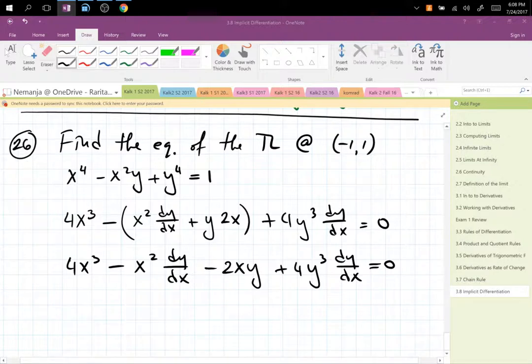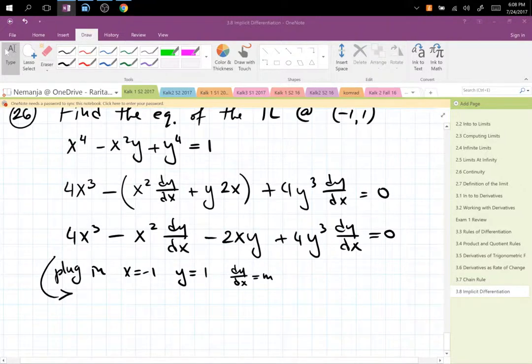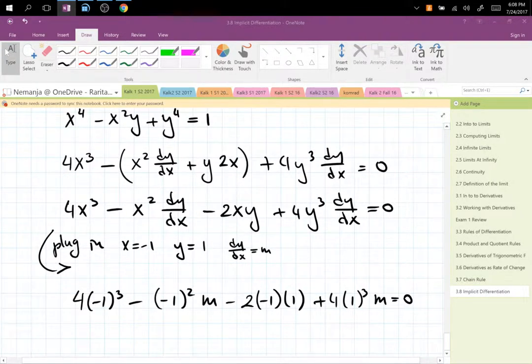You can plug here before you solve for anything because it's going to be much easier. So plug in x equals -1, y equals 1, and dy/dx equals m. So what do I have? I have 4 times -1 cubed minus -1 squared m minus 2 times -1 times 1 plus 4 times 1 cubed times m equals 0. I plug everything right away, and now it's much easier to deal with these things.